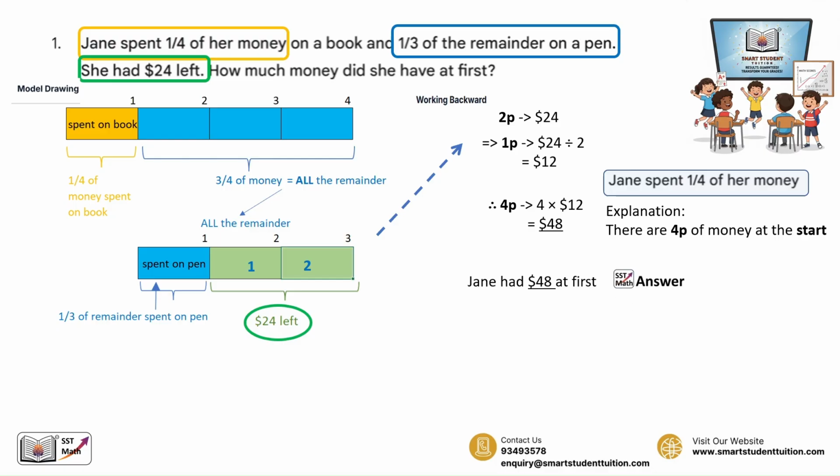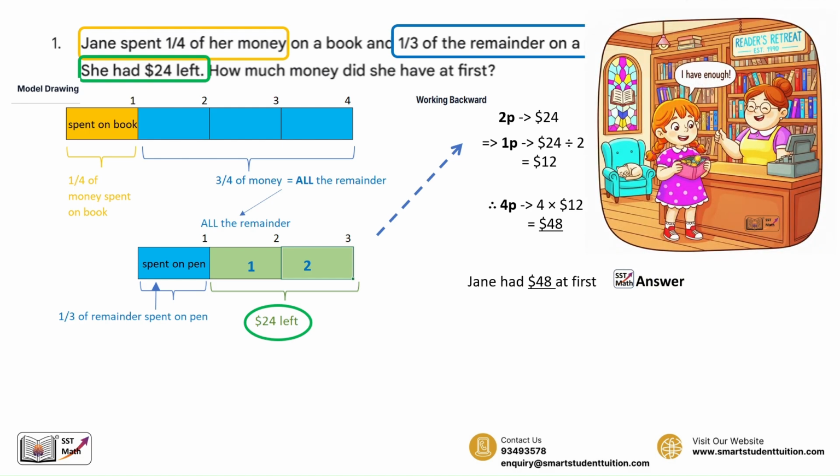And we end it with an answer statement so that we get the full score for the question. And of course, Jane is very happy now. And thanks everybody. With your help, we have found the answer for Jane.